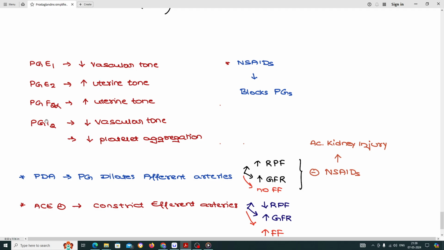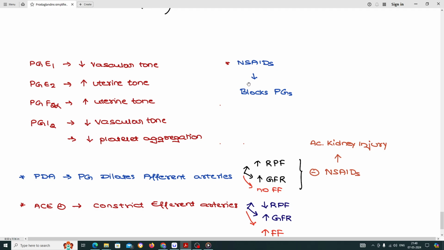And again, the basic thing you should remember is that prostaglandin E1 decreases the vascular tone, thereby causing vasodilation. Prostaglandin E2 increases the uterine tone, therefore it causes uterine contraction. PGF2 alpha again causes an increase in uterine smooth muscle contraction. PGI2 decreases the vascular smooth muscle tone, as well as decreasing platelet aggregation.